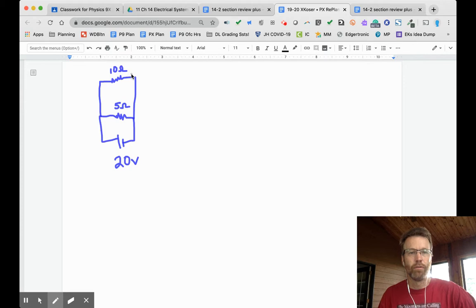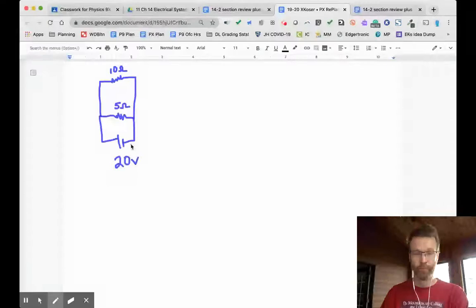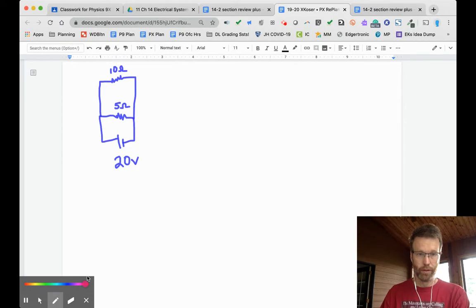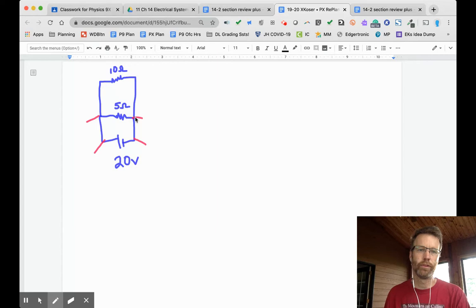One of the neat things to recognize about parallel circuits is that if you measure the voltage, it's the same everywhere. Key idea: if we were to hook a voltmeter onto the battery, you would find it says 20 volts. If you took that same voltmeter and put it across this resistor, it's going to read 20 volts again, because you notice these sides are connected. They're effectively the same place.